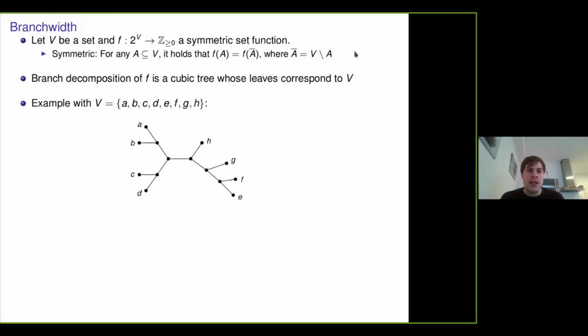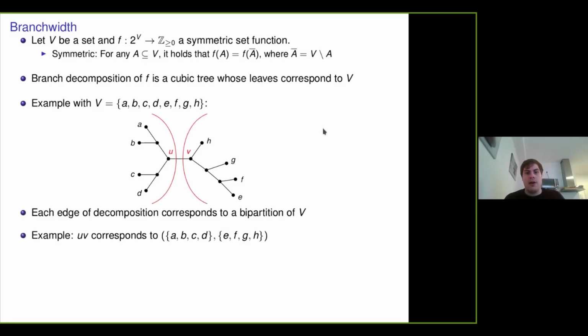And now we say that a branch decomposition of this function f is a cubic tree, so a tree where each node has degree 3 or degree 1, which is a leaf, whose leaves correspond to V. So the leaves have a bijection with this set V. And so, for example, here is an example of a set V, a, b, c, d, e, f, g, h, and a branch decomposition of some function f on this set V.